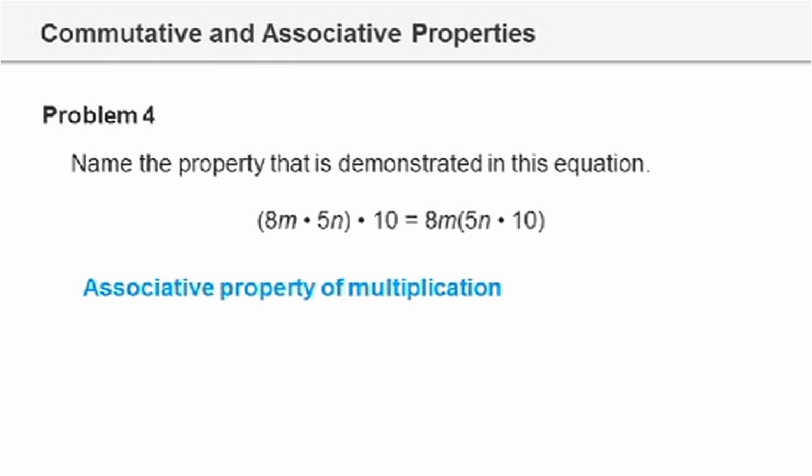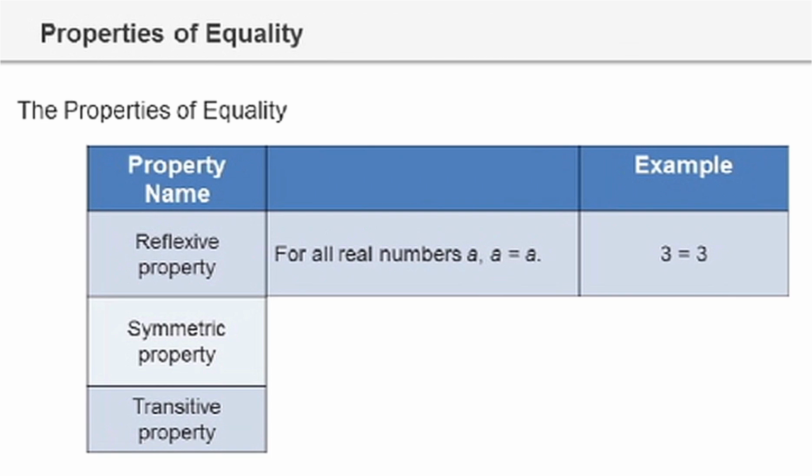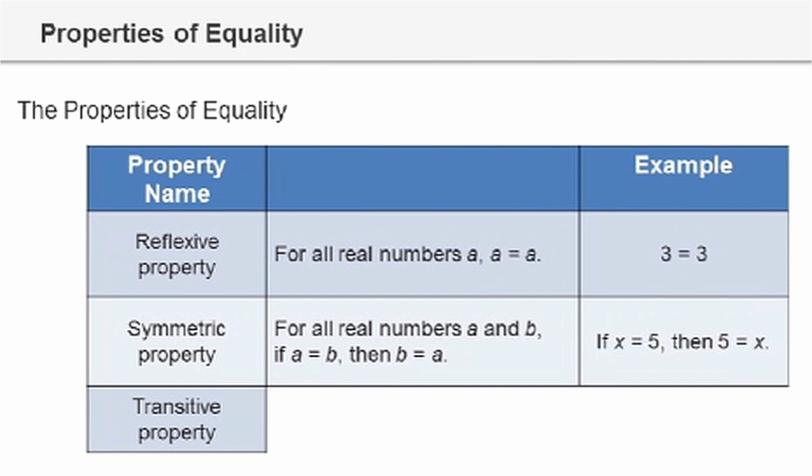Here are three properties of equality: the reflexive property, the symmetric property, and the transitive property. Let's go through each one. The reflexive property tells us that for all real numbers a, a equals a. Basically, this tells us that any value is equal to itself. For example, 3 equals 3. All right, that seems pretty silly, but some mathematicians really care about being very rigorous about stuff like this.